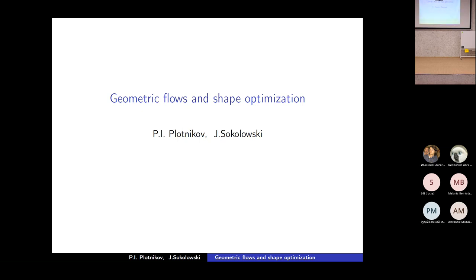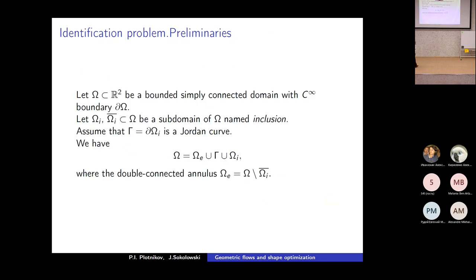Moreover, in the 2D case, okay. There is some configuration. There is some big whole domain omega, which contains some inclusion, omega I. It is supposed that the inclusion is also simply connected and is bounded by some Jordan curve gamma, which is the interface. Therefore, we have two subdomains, the inclusion omega I, and some annulus, doubly connected, omega E. Okay, it is just our configuration.